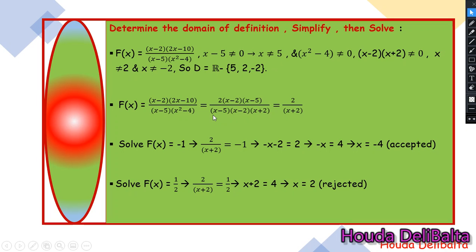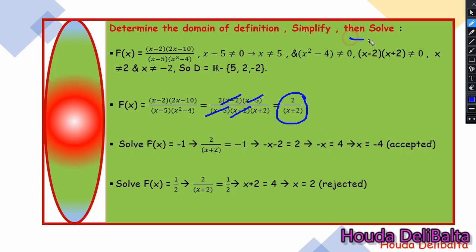In the denominator, I have x minus 5 into x minus 2 into x plus 2, by factorizing x squared minus 4 as we see here. Now how to simplify? I just cancel x minus 5 with x minus 5, x minus 2 with x minus 2, and what remains is 2 over x plus 2.